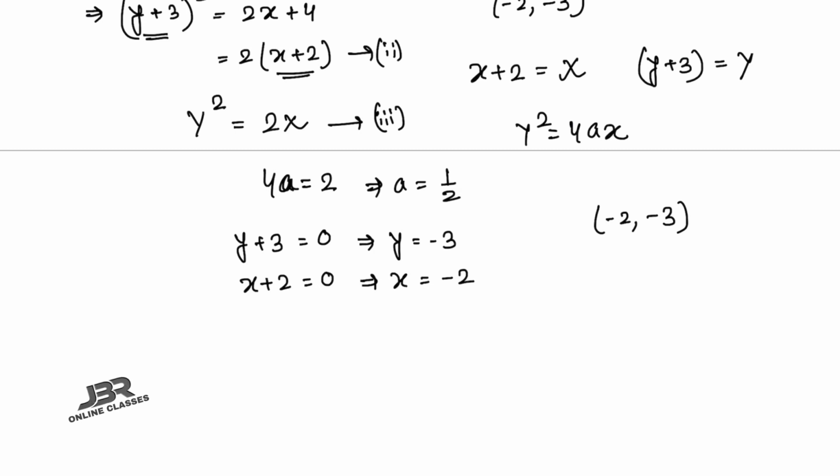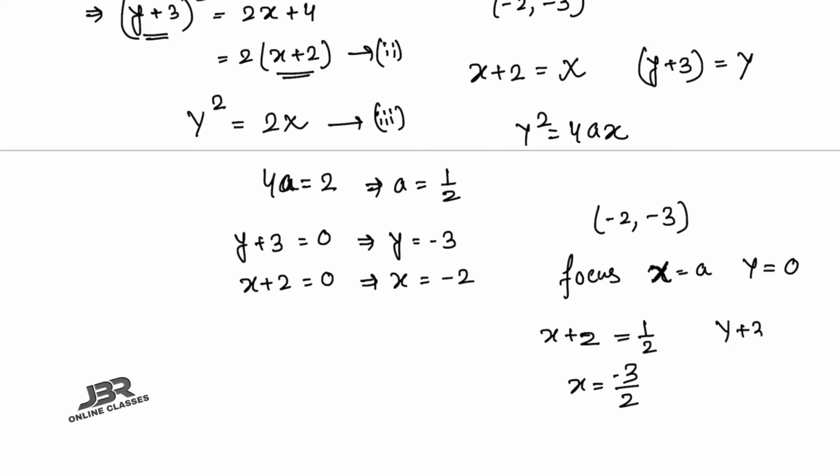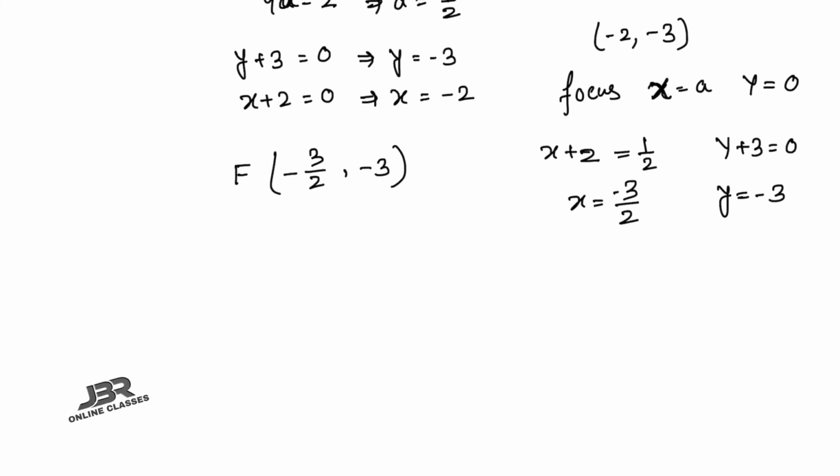And the focus: here X equal to a, Y equal to 0. That means x plus 2, capital X, equal to a, and a equal to half. So x equal to minus 3 by 2. And capital Y means y plus 3 equal to 0, so y equal to minus 3. So your focus is minus 3 by 2, comma minus 3. Okay, your second answer. Now next one, latus rectum. Latus rectum means 4a. So 4a equal to 2, your third answer.